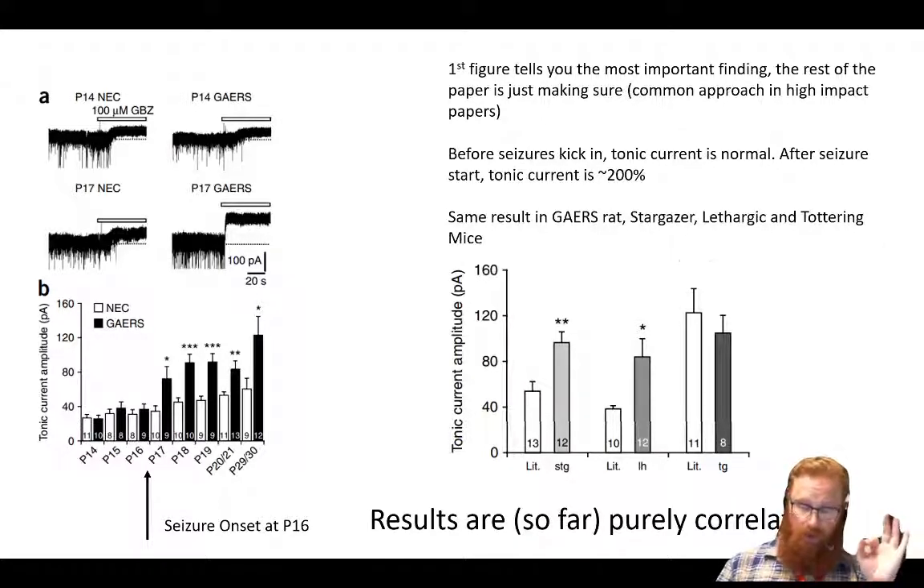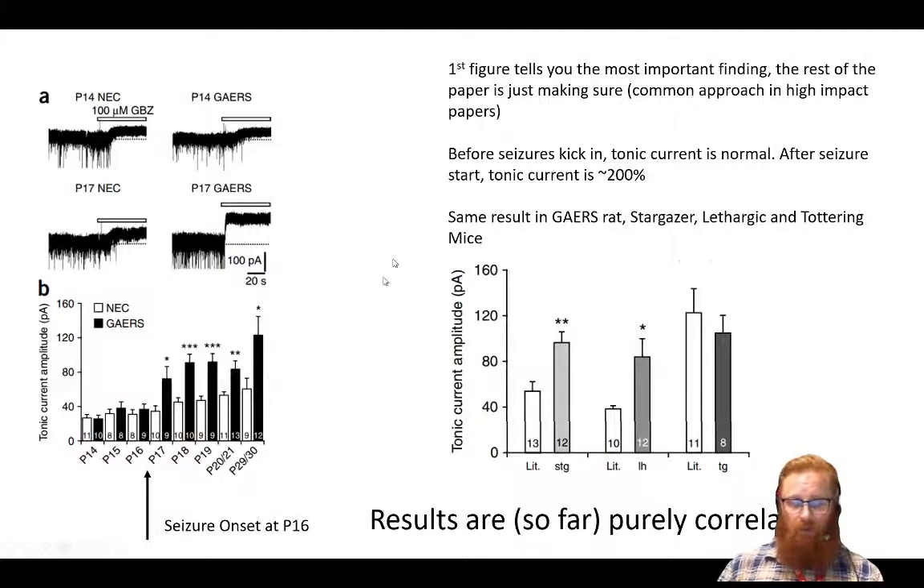Now, let's have a second, right? The tonic current is bigger in the animals with absence epilepsy. They are receiving more inhibition, which is pretty unusual for how people think about epilepsy.